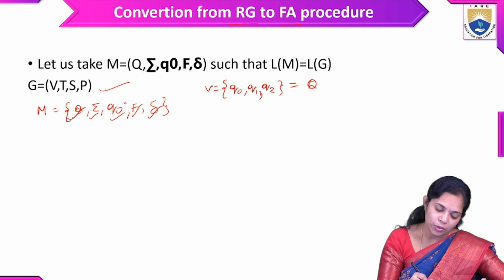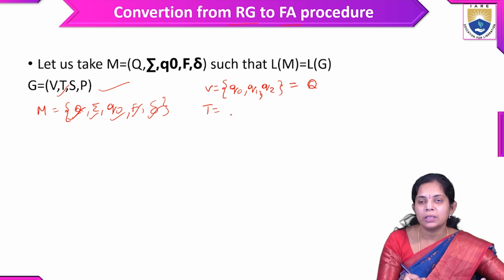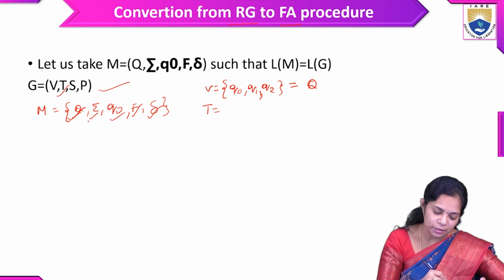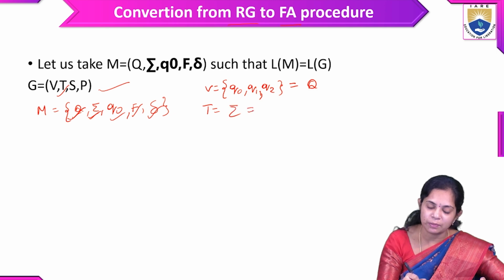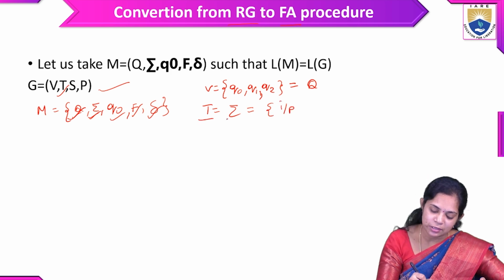And next, what is the next tuple in a grammar? T is the terminal set, which is represented with small letters. These small letters are equal to sigma, which contains the input symbols. So we are equalizing the terminals with the input symbols.